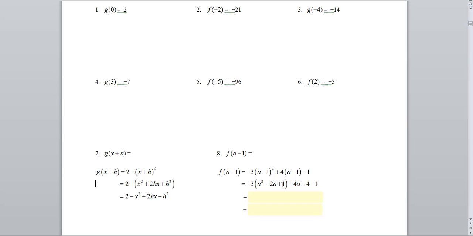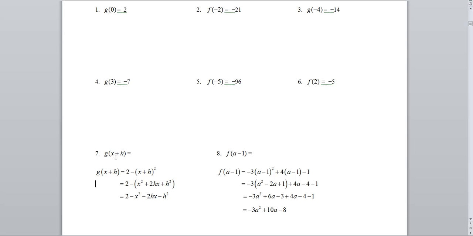Now I need to distribute through the negative 3. Gets me that. And now I need to see if I have some like terms, which I do. I've got a negative 3a squared. 6a plus 4a is a plus 10a. And that looks like I should have a negative 8. And there we are. And that's my final answer, once I substitute this binomial into f, and this is what I get.